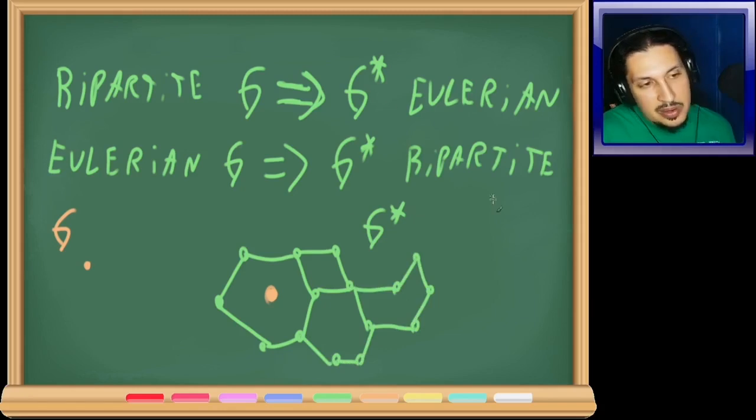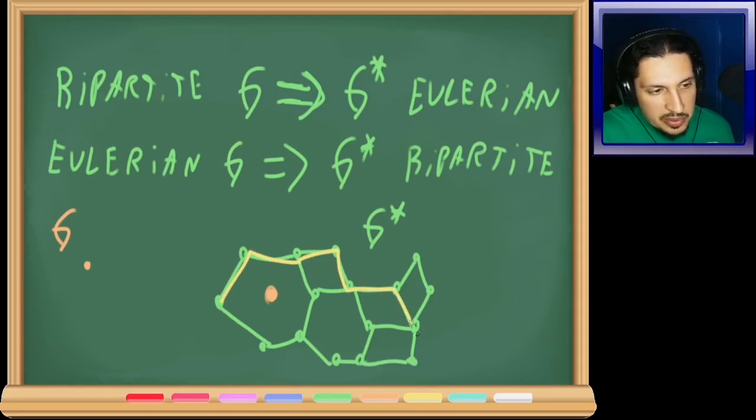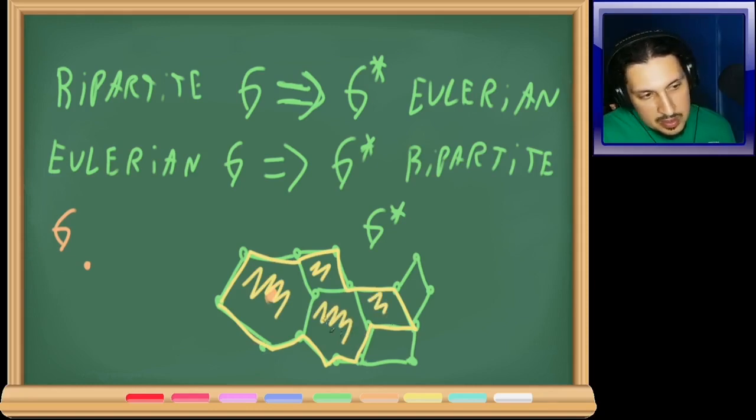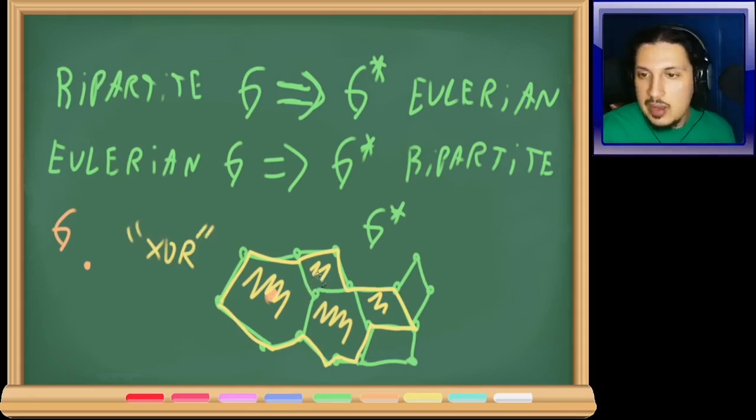If I want to prove that the dual is bipartite, I should show that any cycle is even, not only those of regions, but any general cycle, which will span many regions. It suffices to consider simple cycles. Any simple cycle will be like this, and it will span several regions. Now, if you take the symmetric difference of the edges in these regions, you will find that the resulting edges will be exactly those of the cycle, because the inner ones will appear twice, and those will disappear from the symmetric difference. The symmetric difference is like the XOR. Those which appear an even number of times don't remain, and those that appear an odd number of times remain.